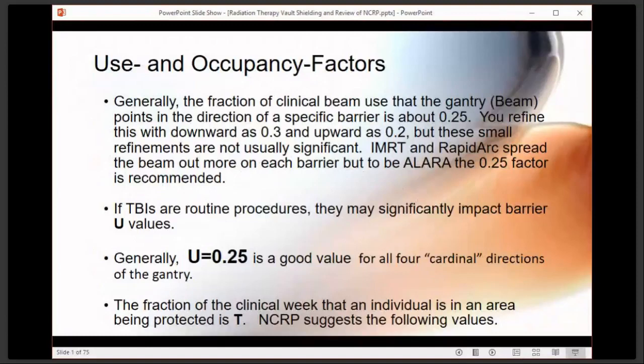If you're using your room for any kind of total body irradiations, then you have to really be careful because they can greatly affect the use factor for that particular barrier behind your setup stand. And you have to be real careful about that.